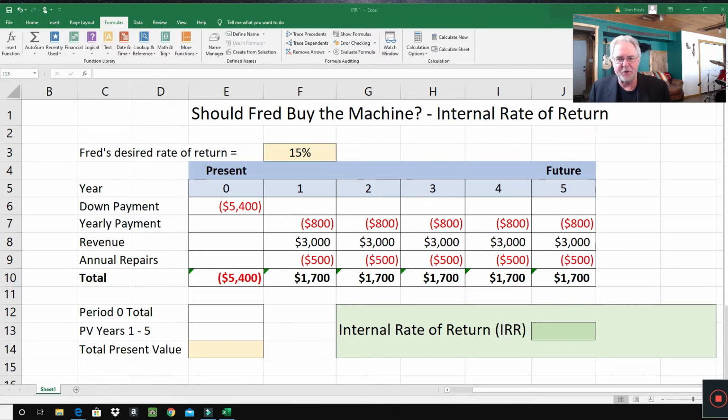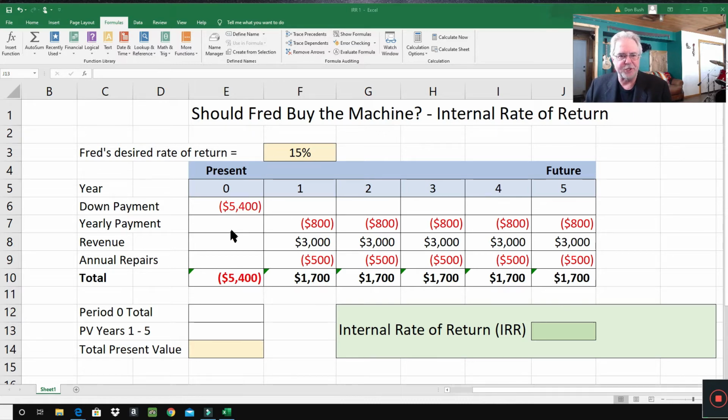Let's go here. What we're going to do is learn about the internal rate of return. Fred here owns a snowblower shop in Colorado, and he wants to know if he should buy a machine. Now, Fred's desired rate of return is 15%. That is, he would love to earn a 15% return on his investments.